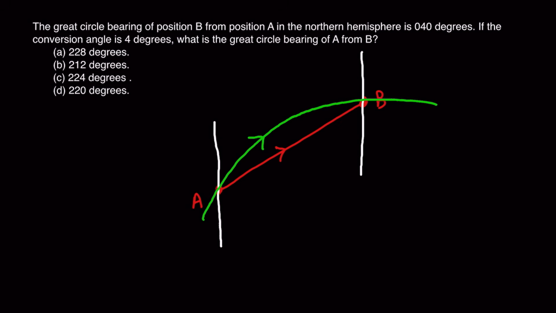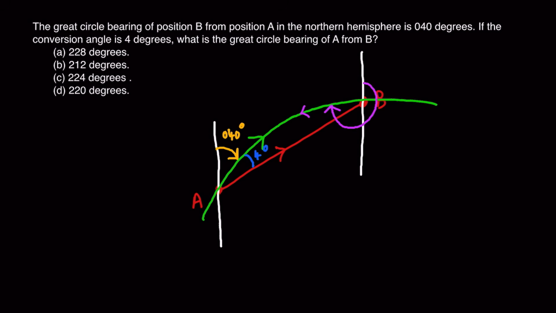Now, what all do I have? I have the great circle bearing, which is 040. So this angle from A is 040 degrees. And what do I need to know? I need to know the great circle bearing A from B. So from B to A, what is the great circle bearing? Let's say this magenta angle. From B to A, great circle bearing is a question mark. Okay, very easy question because I have the conversion angle. Conversion angle is 4 degrees, which is this blue angle.